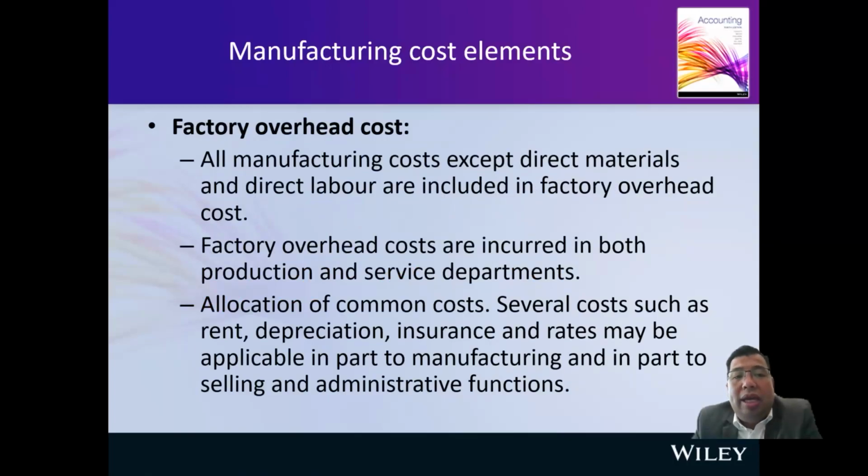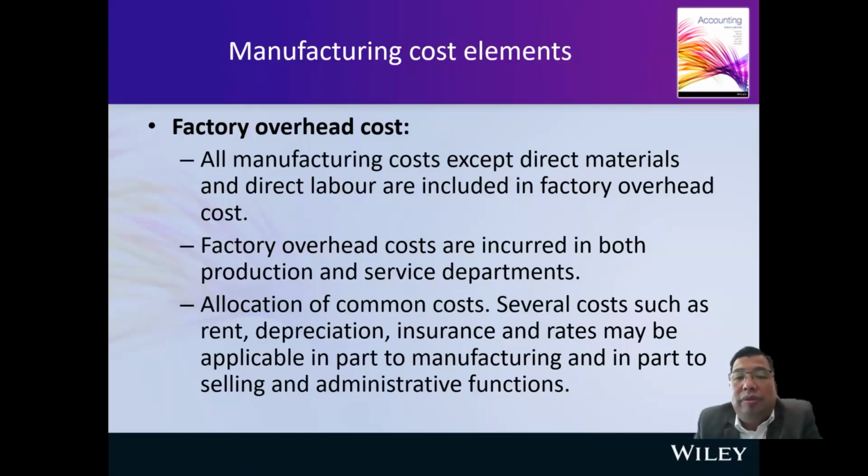Factory overhead is all manufacturing costs except direct material and direct labor. All these things will be included as factory overhead. It can be incurred in both the production and service departments. Production means the department that is involved in producing the product. A service department is another department that helps the factory run smoothly. For example, the security guard or the factory manager are more on the service department side.